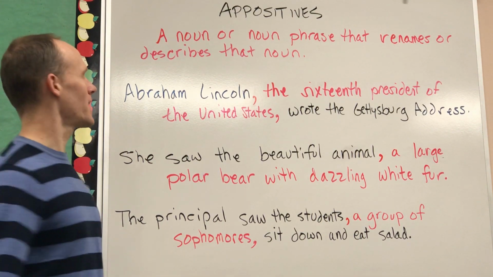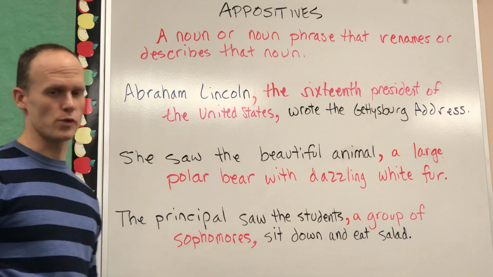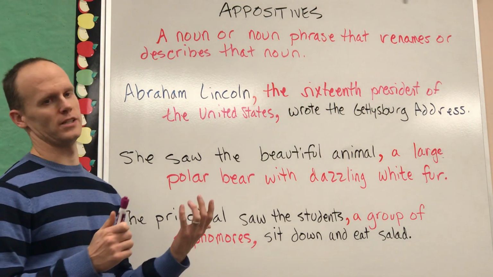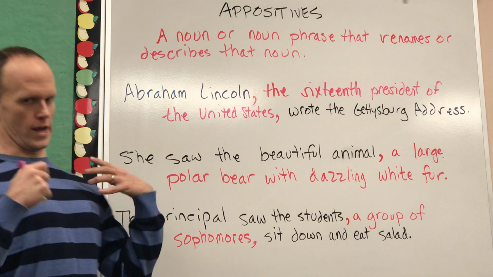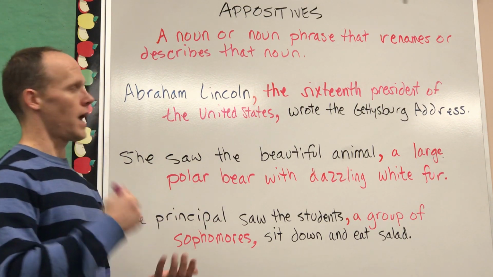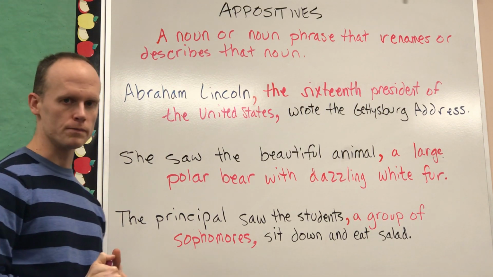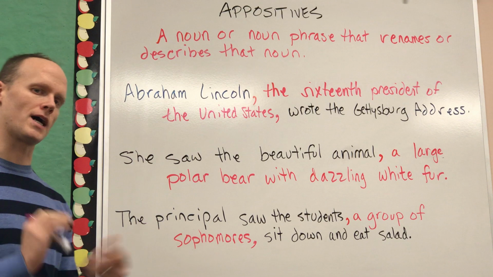So we're going to take a look at appositives, and it sounds like it's complicated, but it really isn't. We use it all the time. An appositive is a noun or a noun phrase that stands next to another noun, and its job is to rename or to describe that noun, okay? And it's separated by commas.